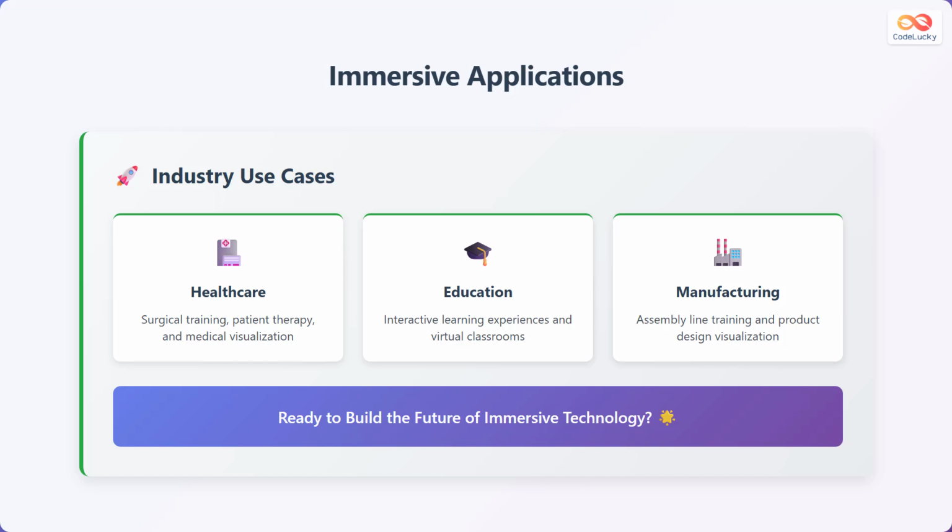Manufacturing industries use AR for assembly line training, allowing workers to see step-by-step instructions overlaid on equipment, and product design visualization to prototype and test designs before physical production. These applications demonstrate how AR and VR technologies are moving beyond entertainment to solve real-world problems and enhance human capabilities across diverse fields.